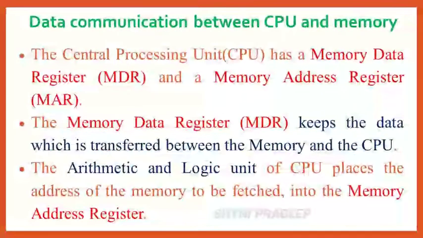Next topic is data communication between CPU and memory. We already discussed the 3 units of microprocessor. What are the 3 units of microprocessor? Arithmetic and logic unit, control unit and registers. These 3 units are available within the CPU.